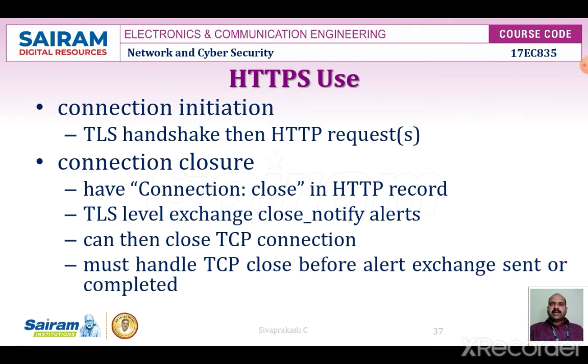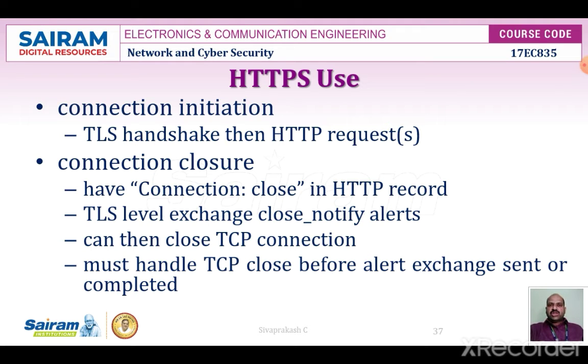Let's see about connection initiation and connection closure, which are uses of HTTPS. For HTTPS, the agent acting as the HTTP client also acts as the TLS client. The client initiates a connection to the server on the appropriate port and then sends the TLS client hello to begin the TLS handshake. When the TLS handshake has finished, the client may then initiate the first HTTP request. All the HTTP request data is sent as TLS application data.